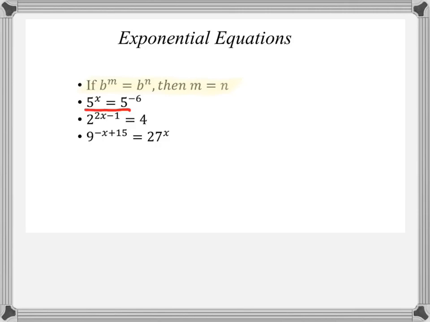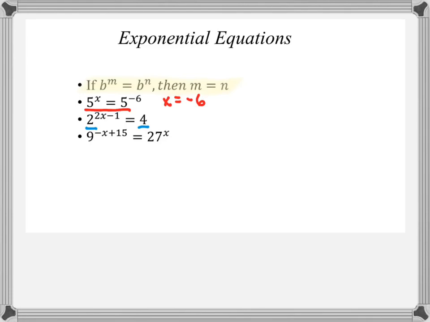For the first one, we have 5 to the x equals 5 to the negative 6th power. The bases are the same, they're 5. We can ignore the bases and set the exponents equal, and x equals negative 6. That's our solution.